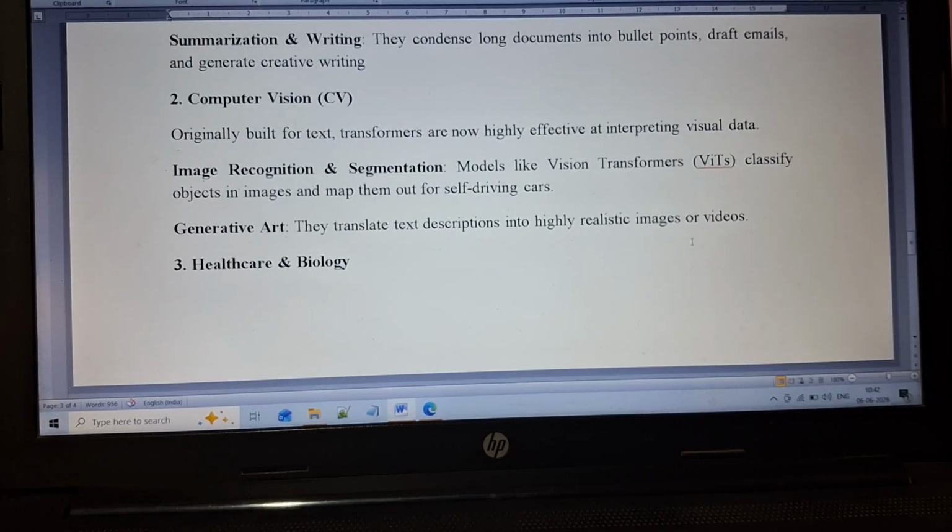Computer vision. Originally built for text, transformers are now highly effective at interpreting visual data. Image recognition and segmentation: models like Vision Transformers classify objects in images and map them out for self-driving cars. Generative AI, generative art: they translate text descriptions into highly realistic images or videos.